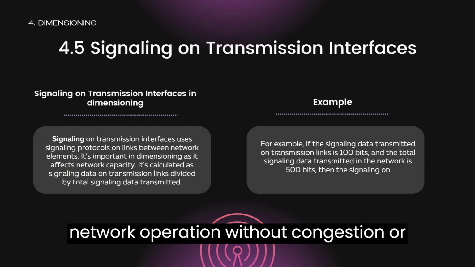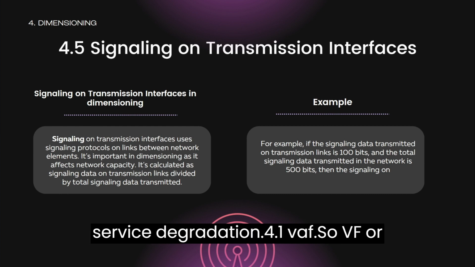And the signaling on transmission interfaces is calculated as the ratio of the signaling data transmitted on transmission links to the total signaling data transmitted in the network. So for example, if the signaling data transmitted on transmission link is 100 bits and the total signaling data transmitted in the network is 500 bits, then the signaling is 20%.